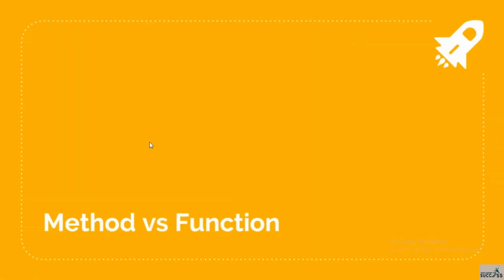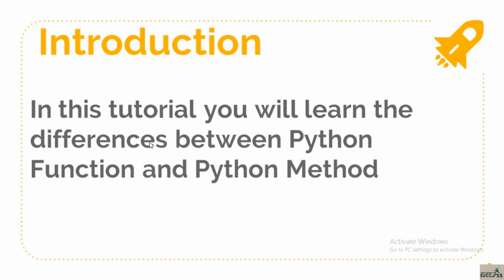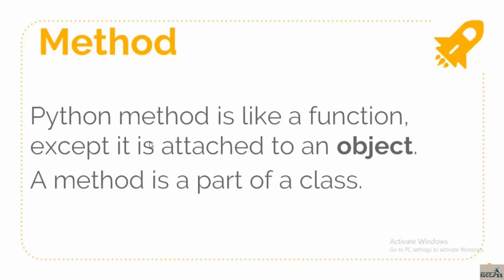Hello guys, and in this video you will learn the differences between Python function and Python method. So first of all, we will cover Python method. A Python method is like a function except it is attached to an object. A method is a part of a class.